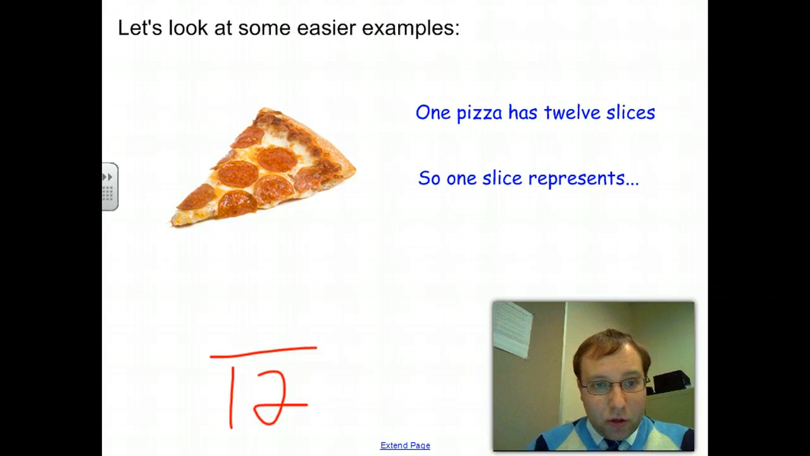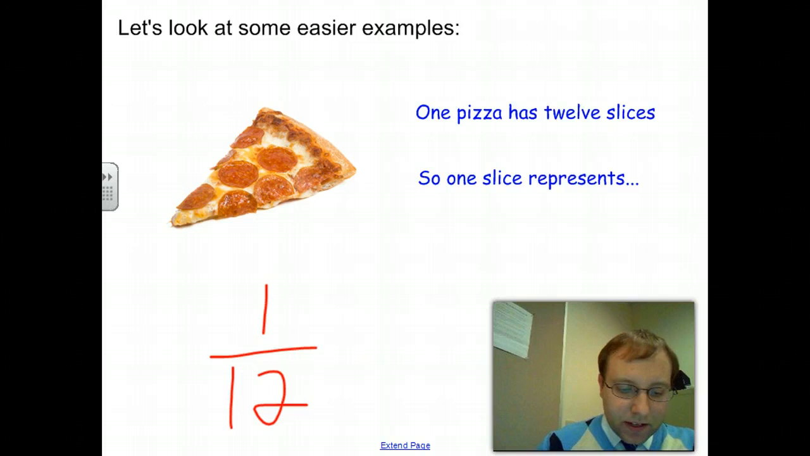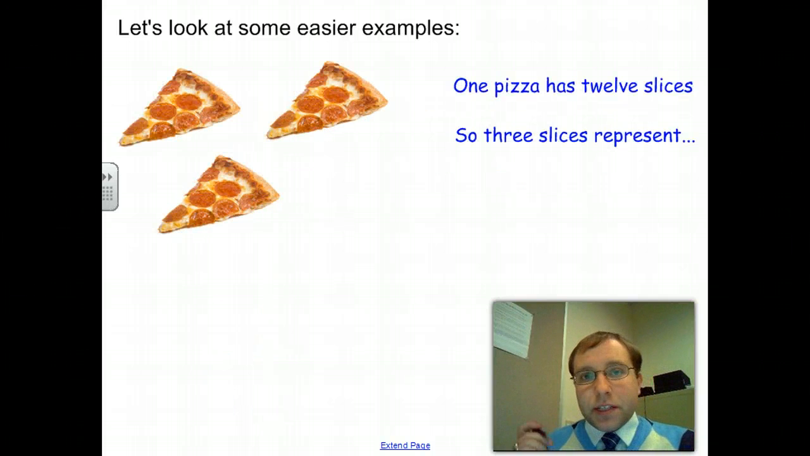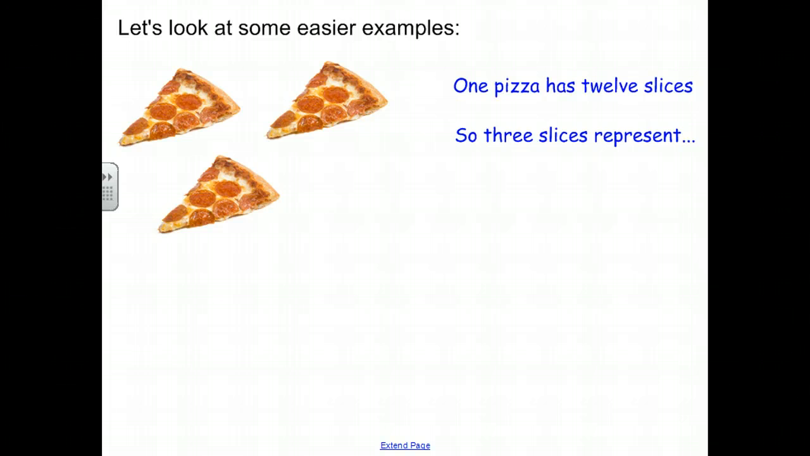And if we're talking about only one slice, then our numerator, representing that small section that we're talking about, has to be 1. If we change it so that we're talking about 3 slices now, we still need to talk about 12 slices as the total number of slices in the pizza, but now we have a slightly different set that we're looking at. We're looking at 3 of those slices instead of the 1.